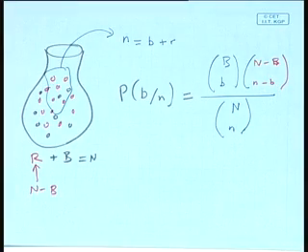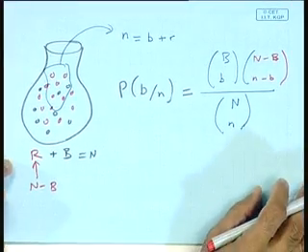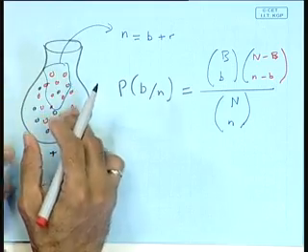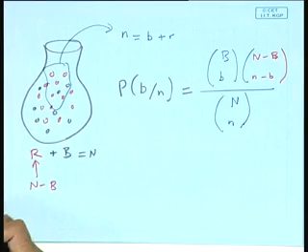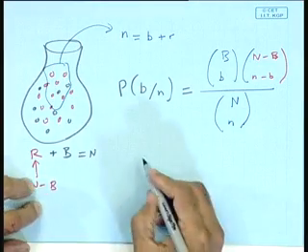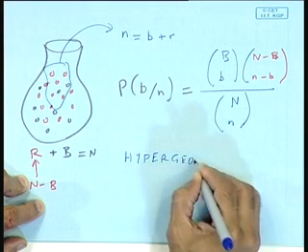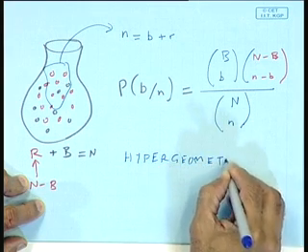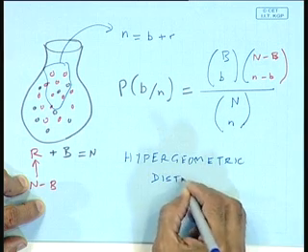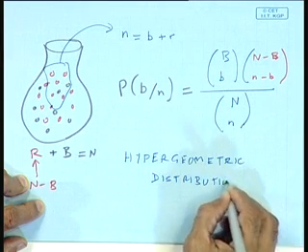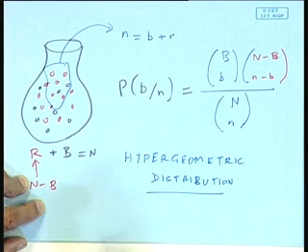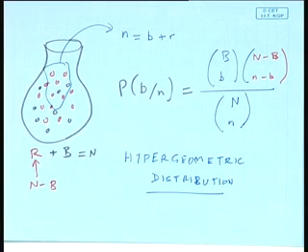This distribution is very important in quality assurance when you are sampling from a finite population. It could be a basket, it could be a box, it could be a certain number of items that have been placed on your table and you are sampling a few out of them. And this particular distribution has a name, it is called the hypergeometric distribution. It is a very important distribution in sampling theory.